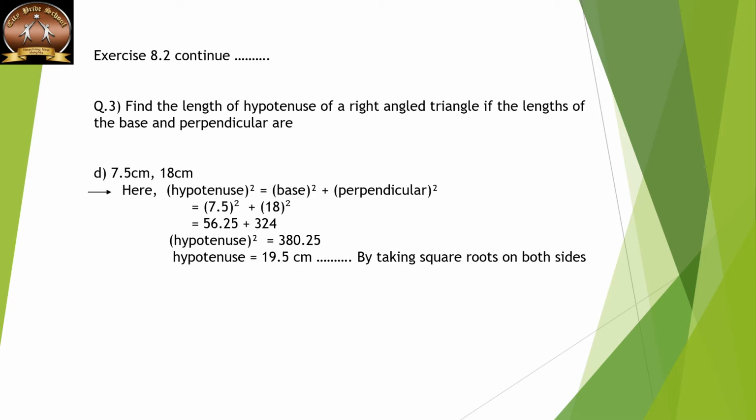56.25 plus 324. So hypotenuse square is equal to 380.25. Now we'll take square roots on both sides. So we'll get hypotenuse is equal to 19.5 centimeter. So length of hypotenuse of this right angle triangle is 19.5 centimeter.